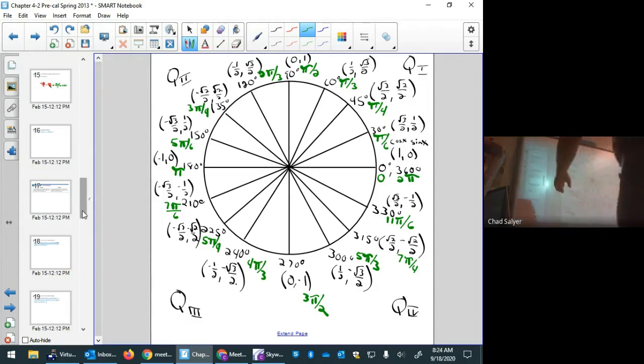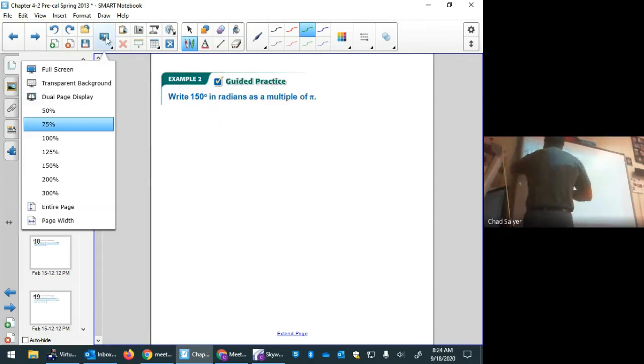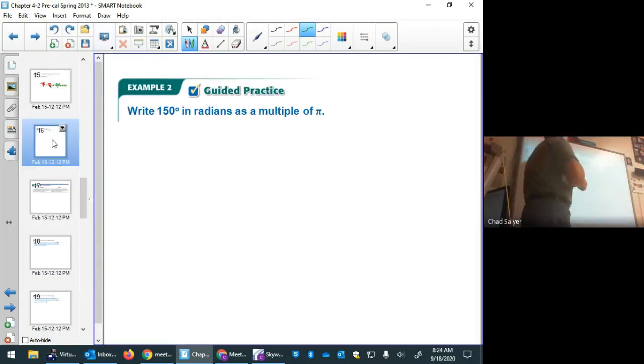Okay, so let's talk now about converting. So I want you guys to try this one. Write 150 degrees as a radian measure. That was one of the values on the unit circle, so it should be super easy.